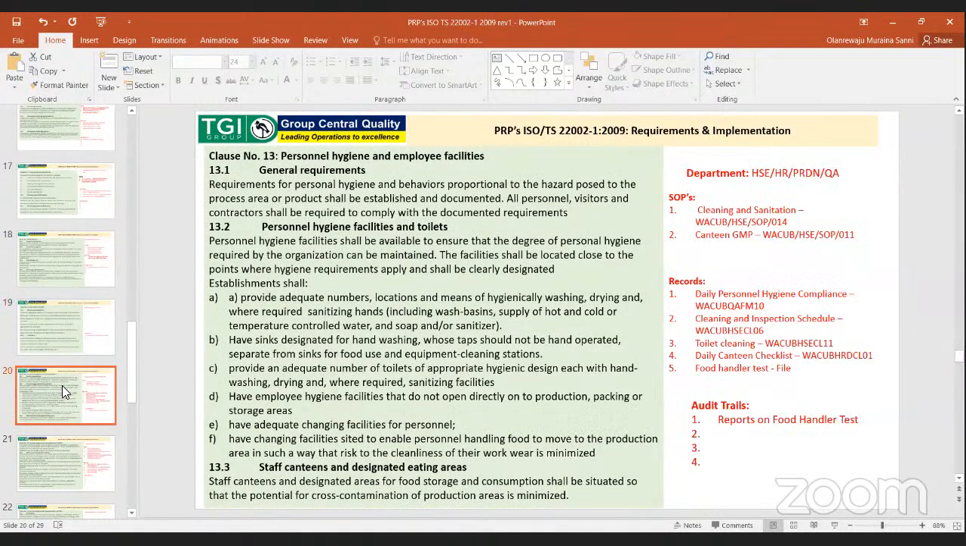This is also a continuation of that. We have personnel hygiene and employee facility. We have cleaning and sanitation procedure. We have canteen GMP procedure that is with the HSC department. So, records that we are supposed to keep: daily hygiene compliance records with QA, cleaning and inspection schedule, toilet cleaning, daily canteen checklist, and fly and pest test, which is done every 6 months.